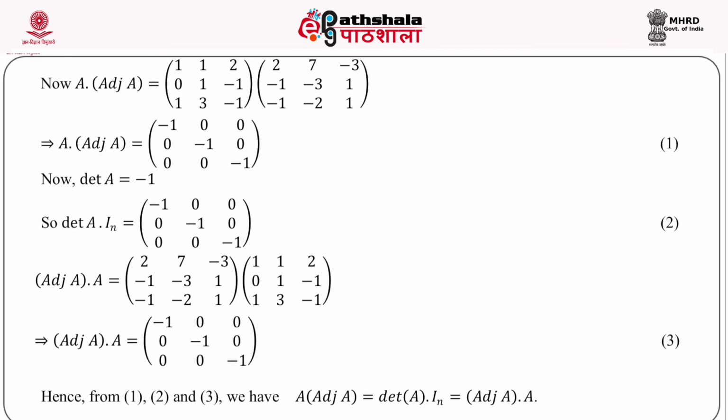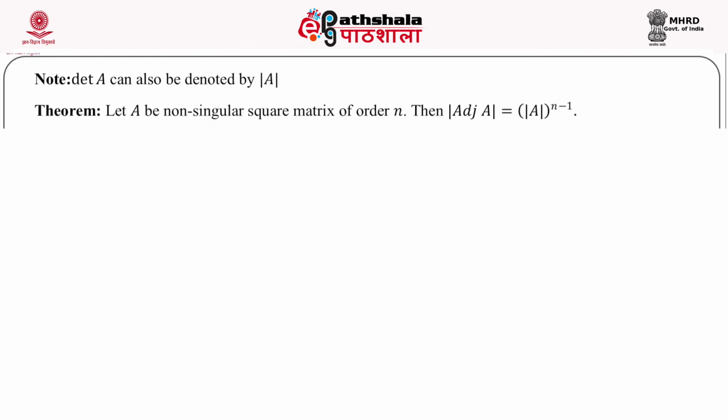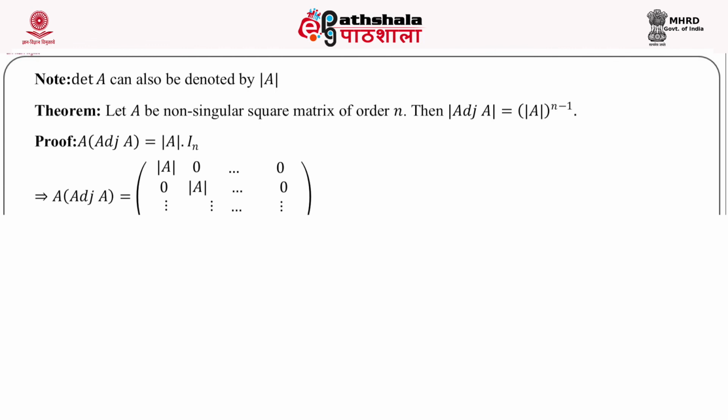So clearly from these first, second and third equations, we can see that A into adjoint of A is equal to determinant of A into identity matrix of nth order. Here n will be 3, which is again equal to adjoint of A into A matrix. We can also denote the determinant of A by this notation.